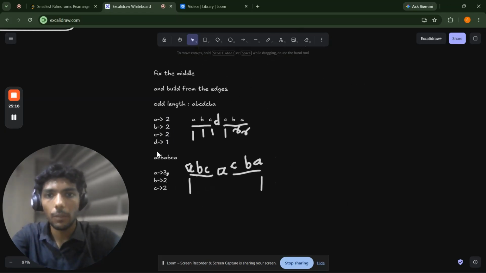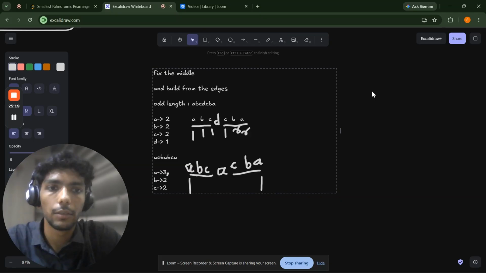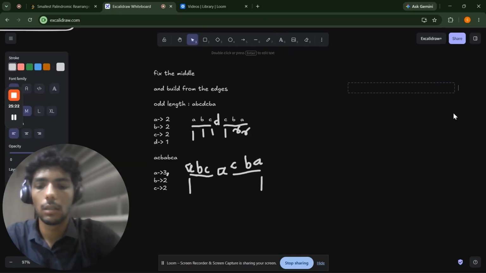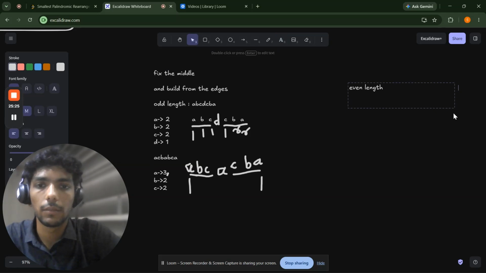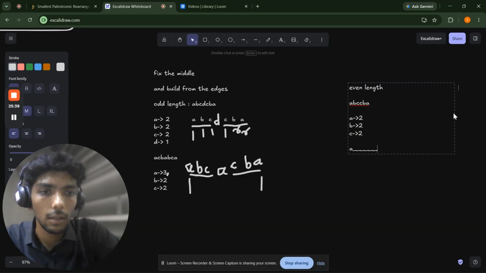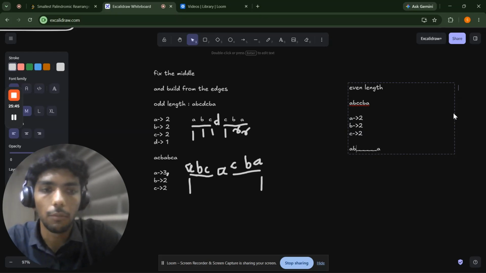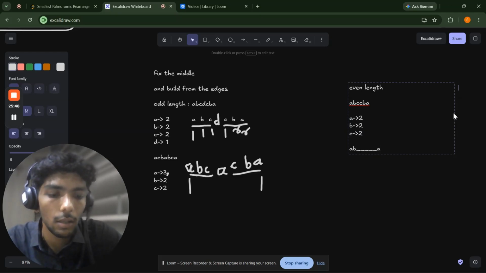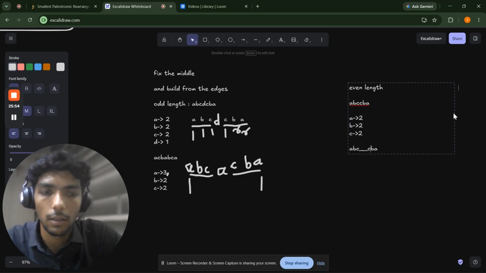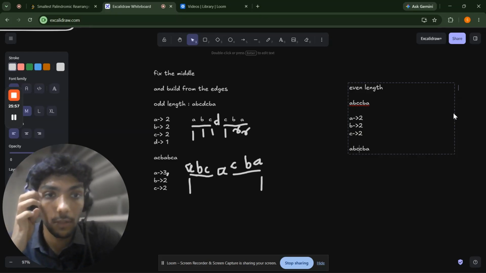Okay, but what about even length? Even length, let's take A B C C B A. A is twice, B is twice, C is twice. We will start from 0, A, and to maintain the palindromic we put A over here, and B, C, C, these are the extras. So we got the answer.